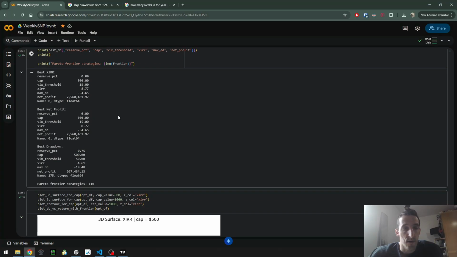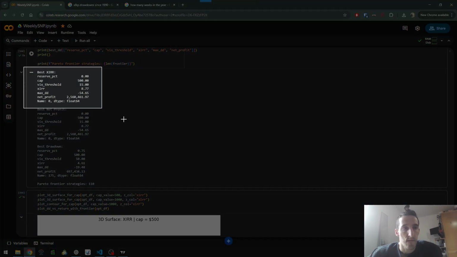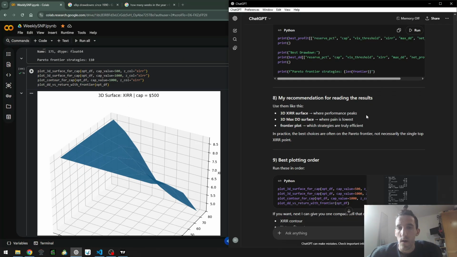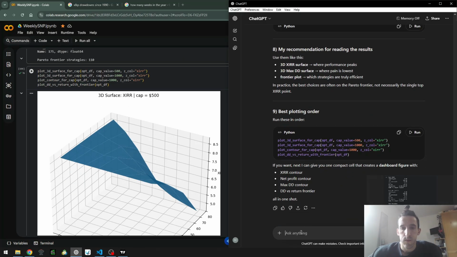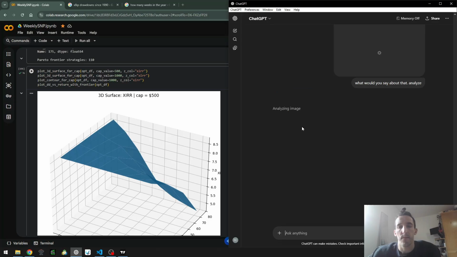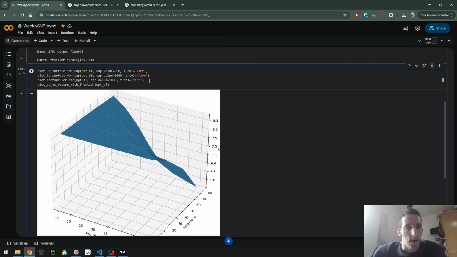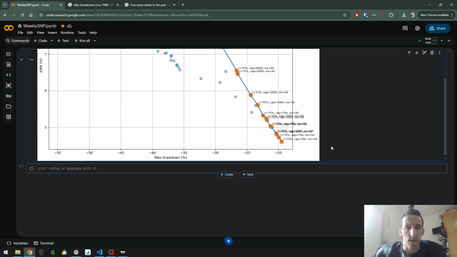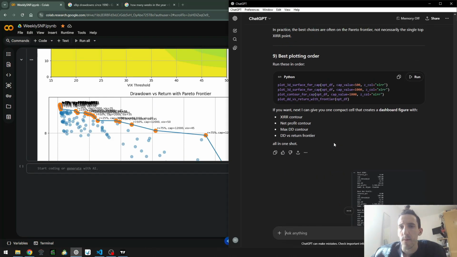Pareto Frontier Strategies. Yeah. Plot circuit for cap. Yeah, didn't we already do that? Yeah, sweet. All in one place. Beautiful.